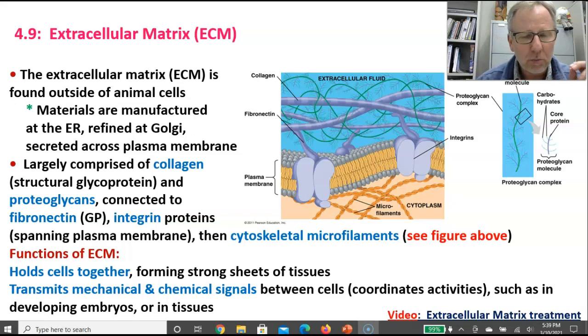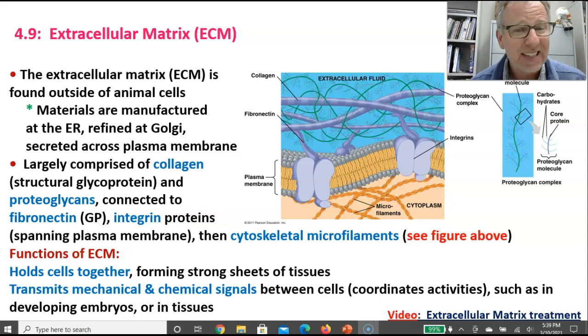It's largely comprised of collagen, which is a structural glycoprotein. And by the way, collagen is the most abundant protein in our bodies. It's also made of other glycoproteins called proteoglycans. You can see those in the figure. And fibronectins, they're also glycoproteins, GP for glycoproteins.